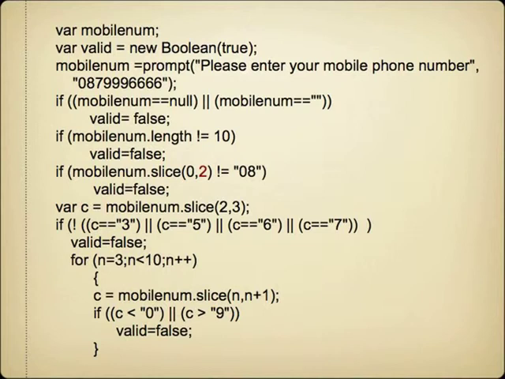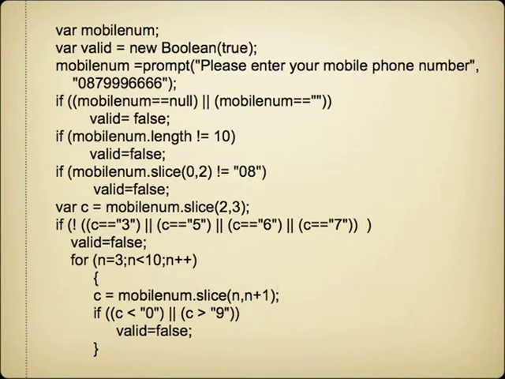So slice can be a bit confusing. This is not saying start at 0 and give a string with 2 characters long. It's tempting to think that given the context, but that's not what's going on. 0 and 2 are the start and end points of the slice. So if this slice is not equal to 08, well then the number is dodgy, and so we set valid equal to false.